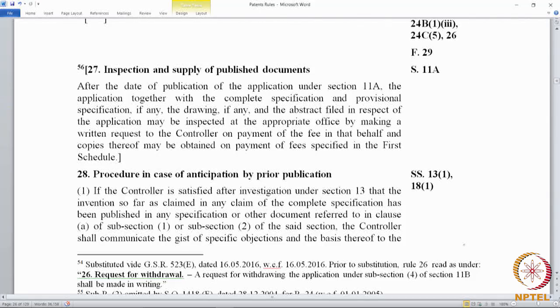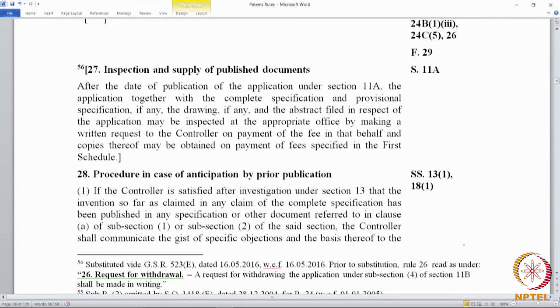Now, this provision clearly states that even the provisional will now be available for inspection, and a copy can be given to a person who makes a request. Provisionals are not published, but if a provisional is followed by a complete and the complete is published, then the provisional can be examined at the patent office and a copy of the provisional can be procured.